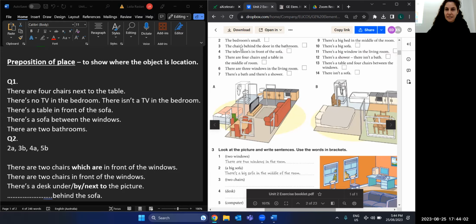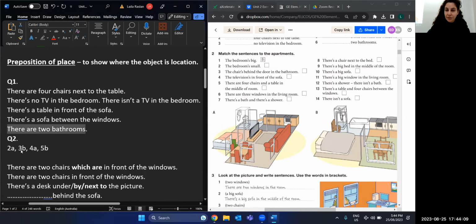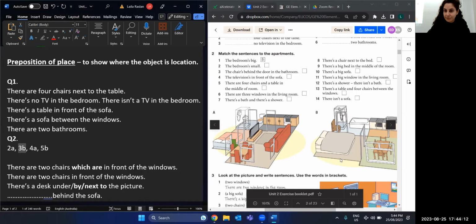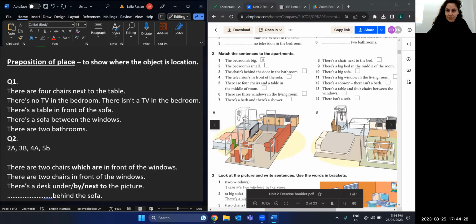The chairs, the bedroom's small. A. The chairs behind the door in the bathroom. B. The television's in front of the sofa. A. So we can see it in the picture. There are 4 chairs and a table in the middle of the room. B. Yes, that's in B.